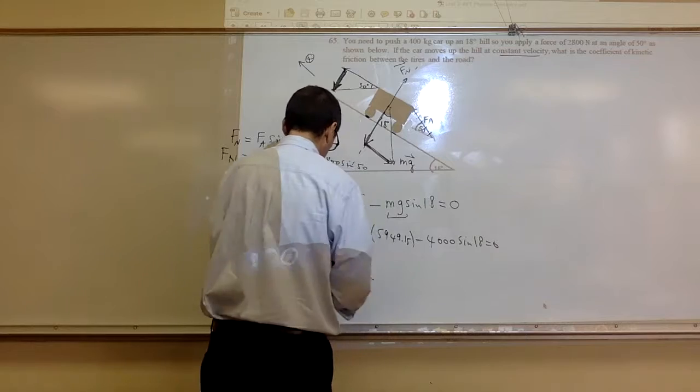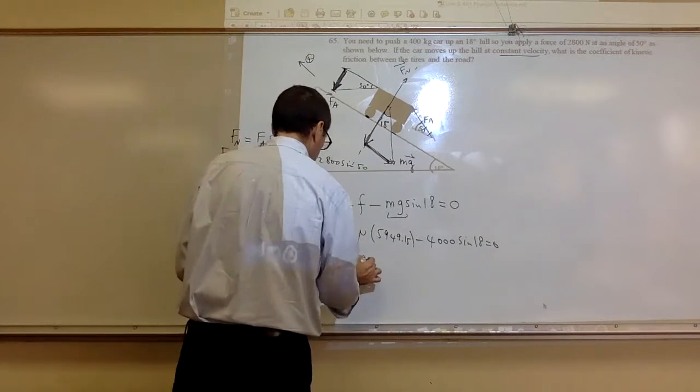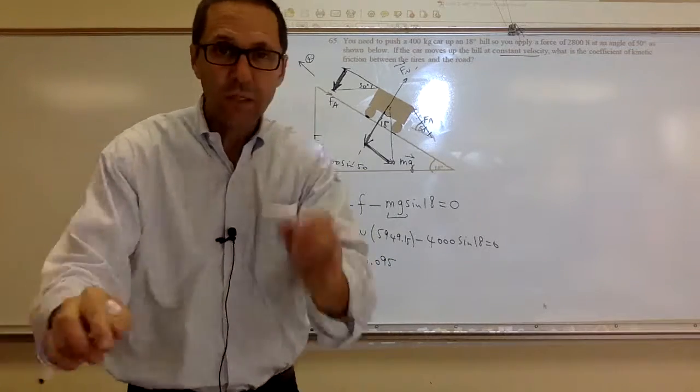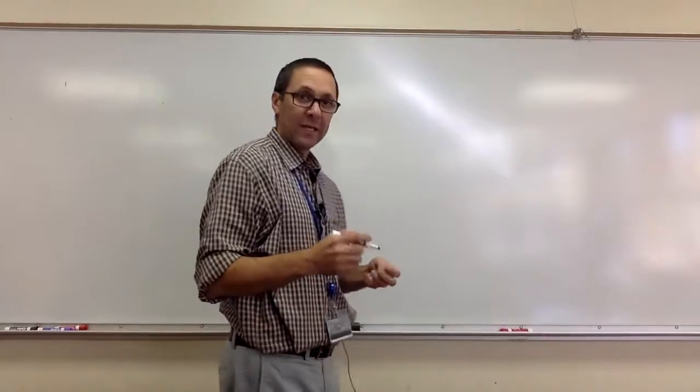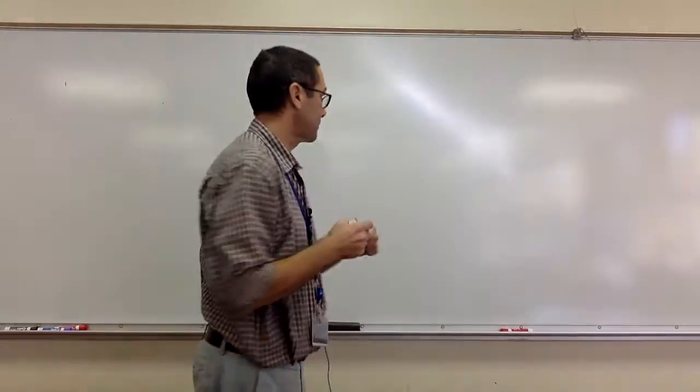Okay, and all the other numbers should remain the same, and your coefficient of friction is just 0.095 with no units. All right. This is an introduction to number 67 on page 42.